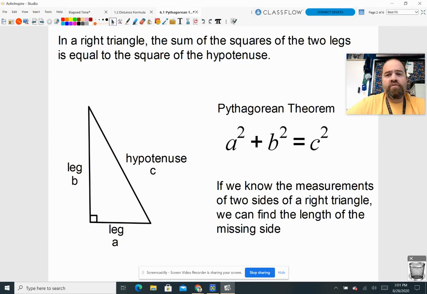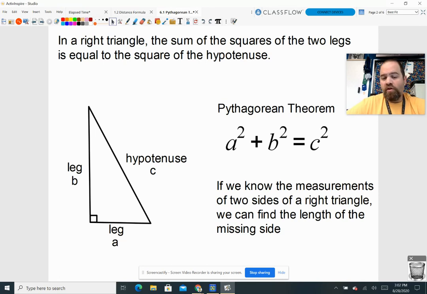Okay, so today I have a short video for you guys on how to use the Pythagorean theorem to find the missing side in a right triangle. Hopefully, this is review for you. My goal is just to get you guys refreshed using the Pythagorean theorem so we can actually start using it the way we need to be able to use it.